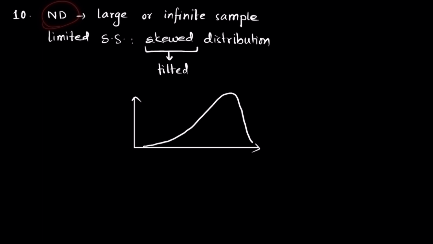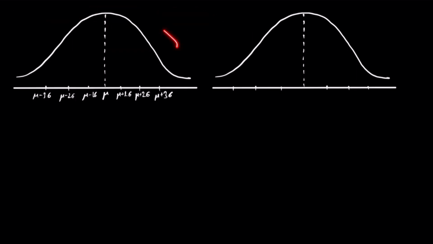For you to get a normal distribution, the sample size needs to be large or infinite. We have a normal distribution right here, the mean of which is represented by mu. On either side of the mean, you have values that deviated either in front of the mean or to the back of the mean. If you move one standard deviation in front of the mean, you get the value mean plus 1 standard deviation. Similarly, 2 standard deviations in front, mu plus 2 standard deviations. And similarly, 3 standard deviations in front, mu plus 3 standard deviations.